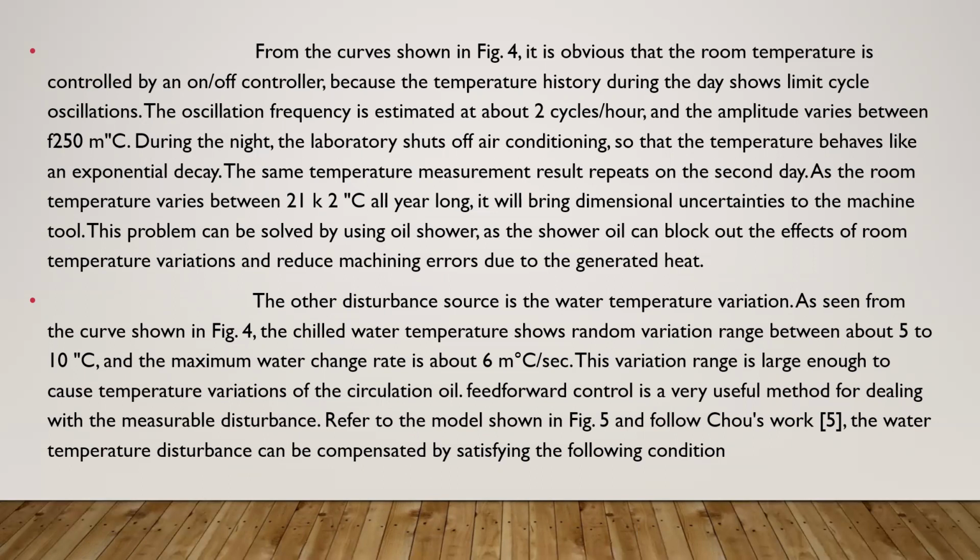This problem can be solved by using an oil shower, as the shower oil can block out the effects of room temperature variations and reduce machining errors due to generated heat. The other disturbance source is the water temperature variation. As seen from the curve, the chilled water temperature shows random variations between 5 and 10 degrees, and the maximum water change rate is about 6 degrees per second.